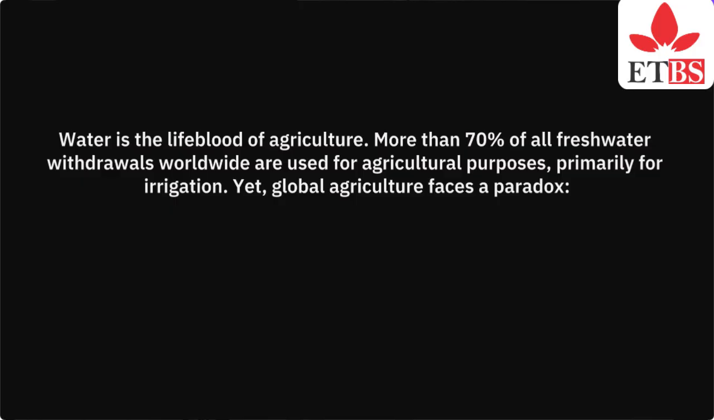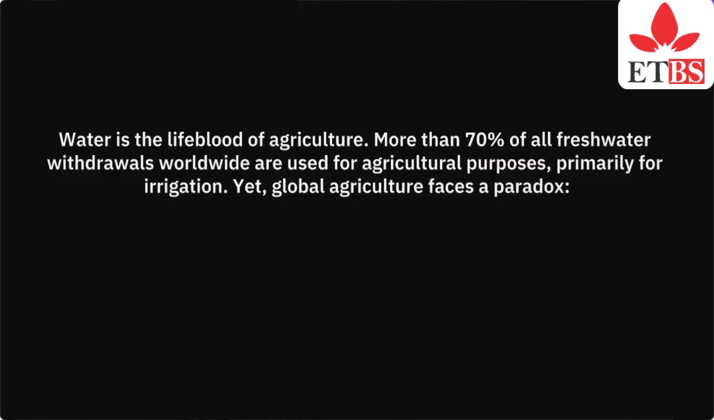In some regions, crops fail due to water scarcity and drought stress. In others, agricultural productivity declines due to waterlogging, salinity, and mismanaged irrigation systems. Climate change, with its shifting rainfall patterns and erratic weather, further complicates the relationship between crops and water availability.